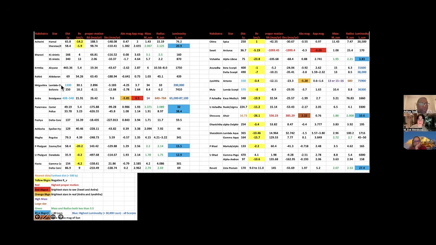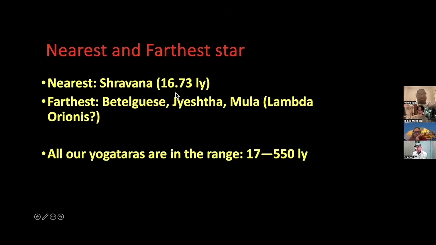I have marked Lambda Orionis, which is a very weird star. So this time I'm not going to take much of it, the Mrigashira thing, which Dr. Pai was saying. But yes, note, Shravana is clearly the nearest. For the farthest, we can say Betelgeuse or Antares. They also have their own errors. So these are the farthest. It's interesting to see Betelgeuse and Antares, they are like opposites, and both are around 550 light years away. That's one thing. Okay, so it's interesting.